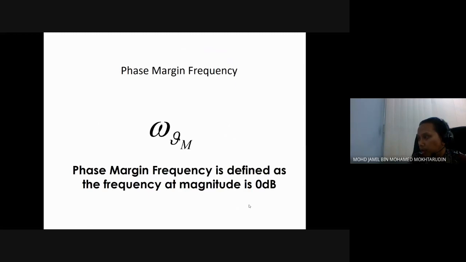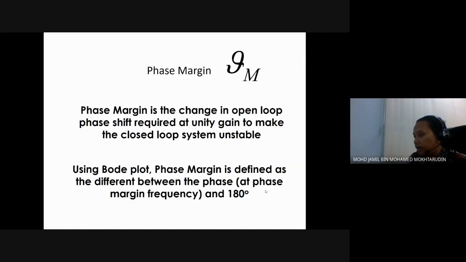Okay, we have two more parameters. The next parameters are phase margin frequency. Just now it was gain margin frequency, and now it's phase margin frequency. It's the frequency at magnitude 0 decibel. And then we also have phase margin. Phase margin is defined as the difference between the phase at phase margin frequency and 180 degree.